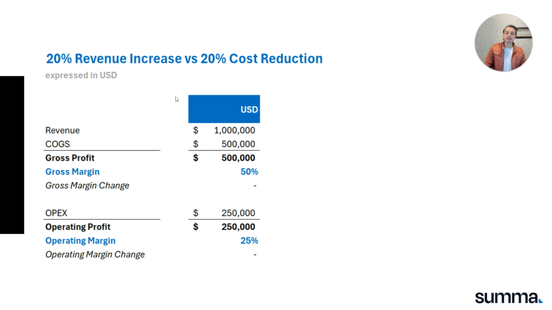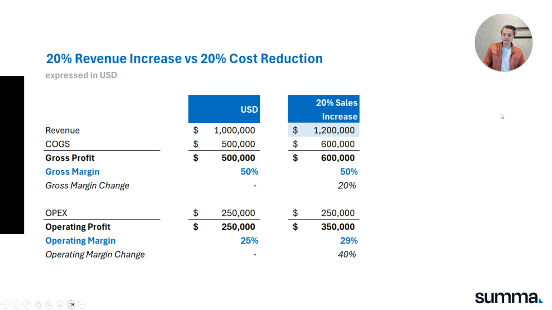So if the company were to increase its revenue by 20%, then its P&L will look something like this. Sales will increase to 1.2 million. Cost of goods sold will also increase because more sales, if they're tied to quantity, not price, which is the example today, COGS will increase to 600,000, making an operating profit increase of $100,000 to $350,000, which is not bad.